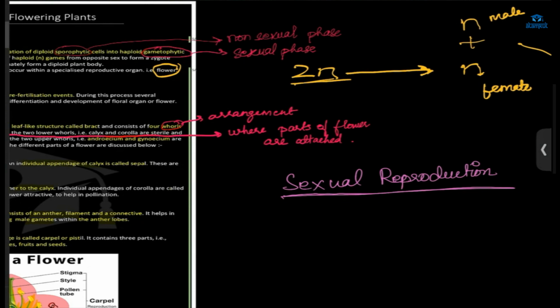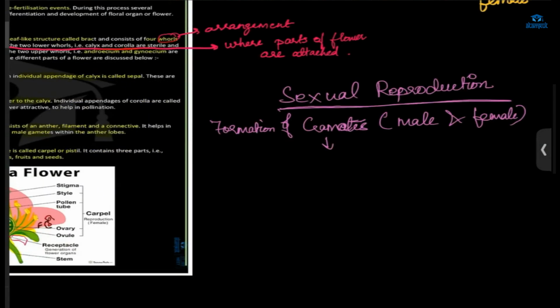There is formation of gametes, right? Yes, ma'am. Formation of gametes, male and female. Then what will happen? Fusion takes place. Yes, fusion or fertilization. That is the basic. So first we will talk about how the male gamete is formed.